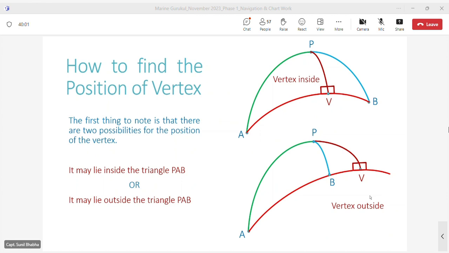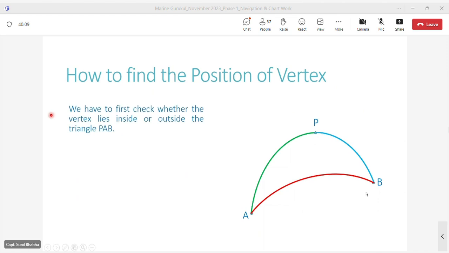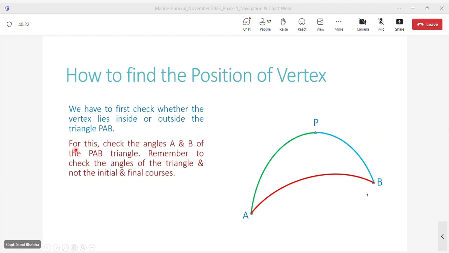Okay, so let us see how we find whether the vertex lies inside or outside. As we just saw, we first have to check whether the vertex lies inside the triangle PAB or outside the triangle PAB. To check this, first check angle A and angle B of the PAB triangle. Remember, when we did the initial great circle calculation, we obtained these two angles to find the initial and final courses. So we have to have a look at these angles.